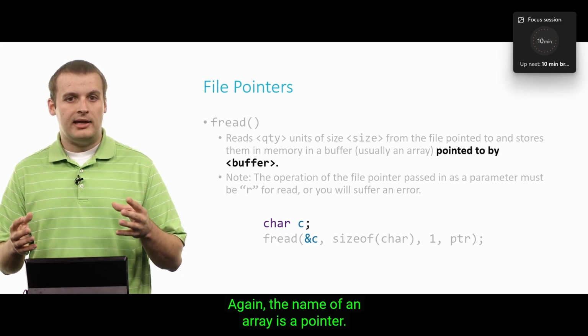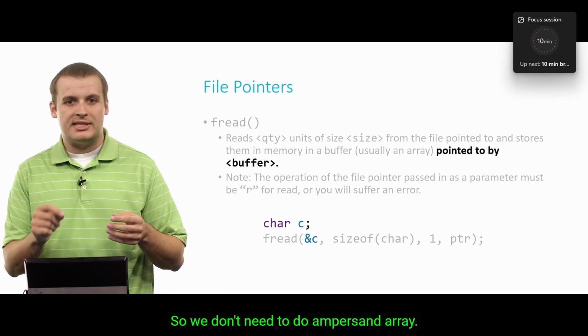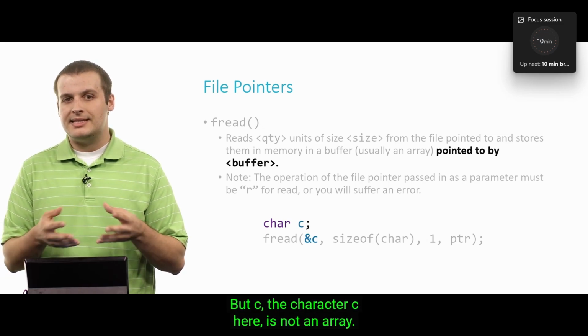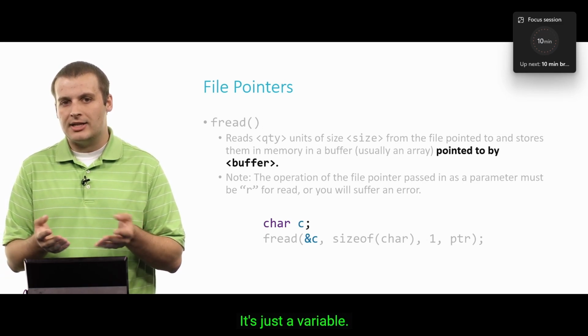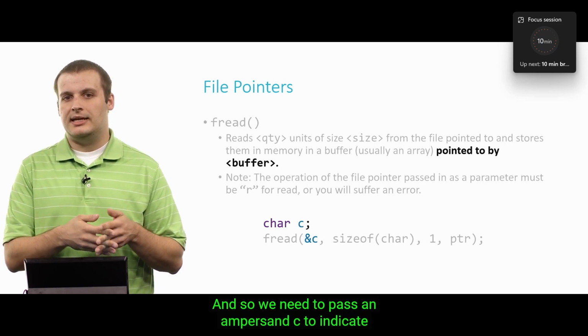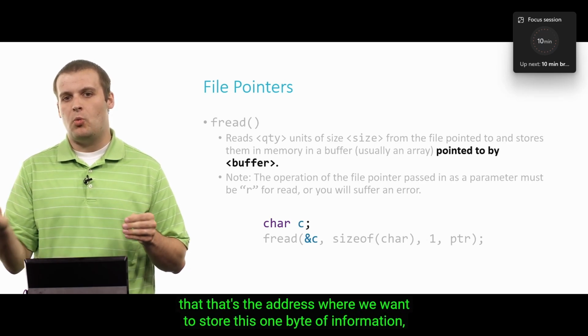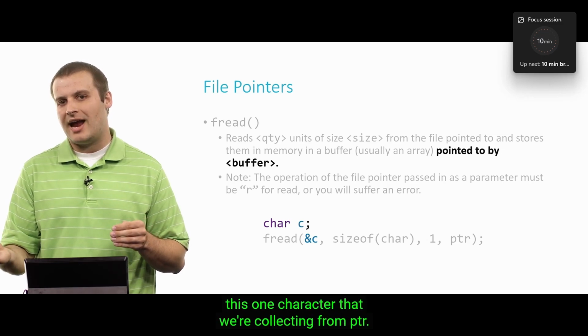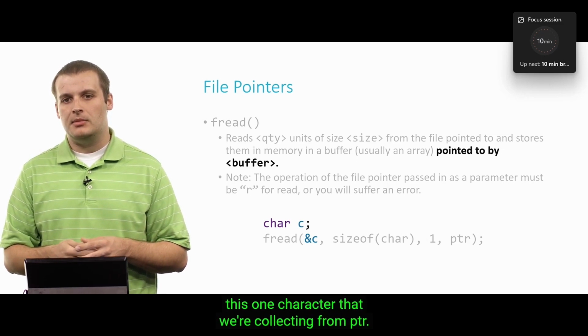Again, the name of an array is a pointer, so we don't need to do ampersand array, but C, the character C here, is not an array, it's just a variable. And so we need to pass in ampersand C to indicate that that's the address where we want to store this 1 byte of information, this 1 character that we're collecting from PTR.